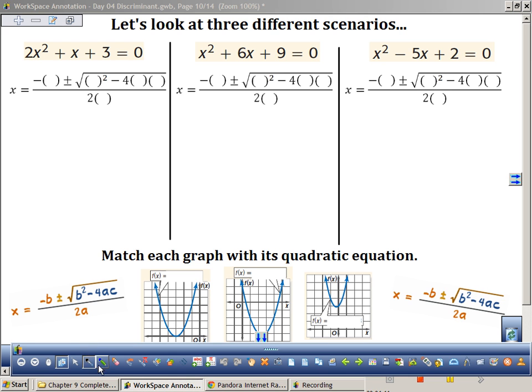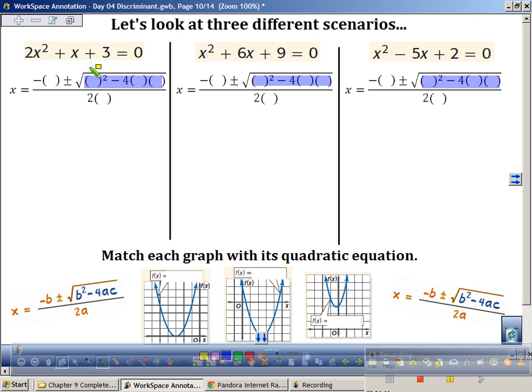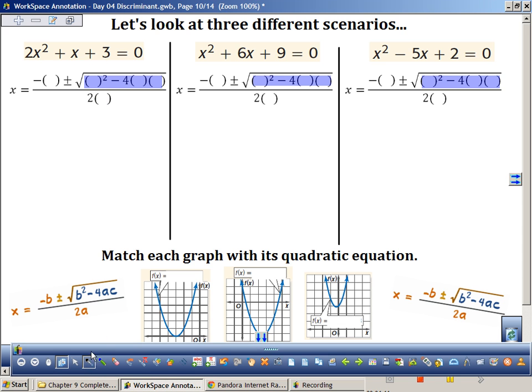The discriminant is actually only this piece of the quadratic formula. It's what's underneath the radical sign. And that discriminant will tell me whether or not I have one root, two roots, or no roots, right from before I do any of the other work. All right, so let's look at an example of this.